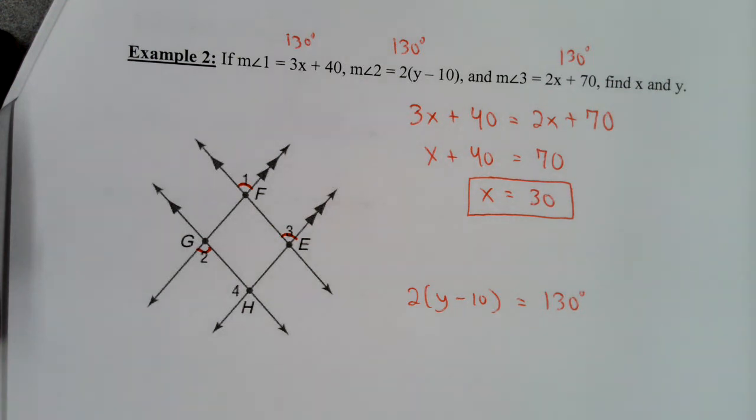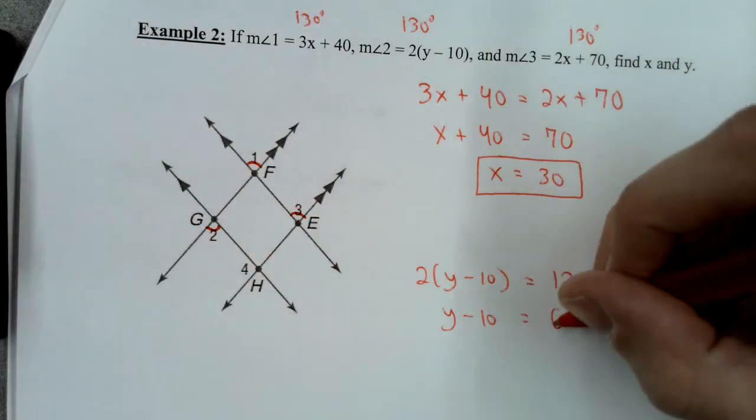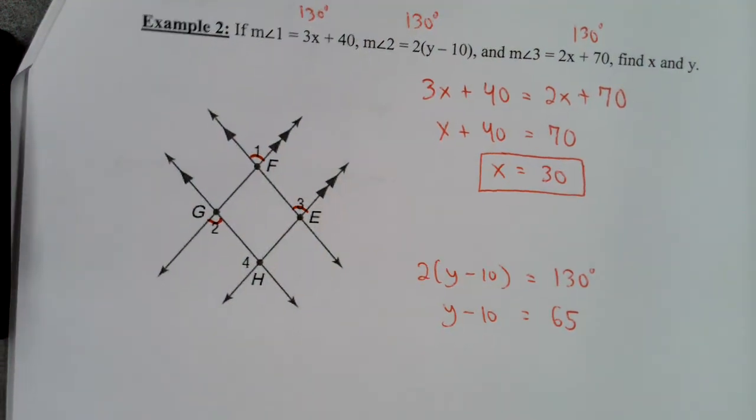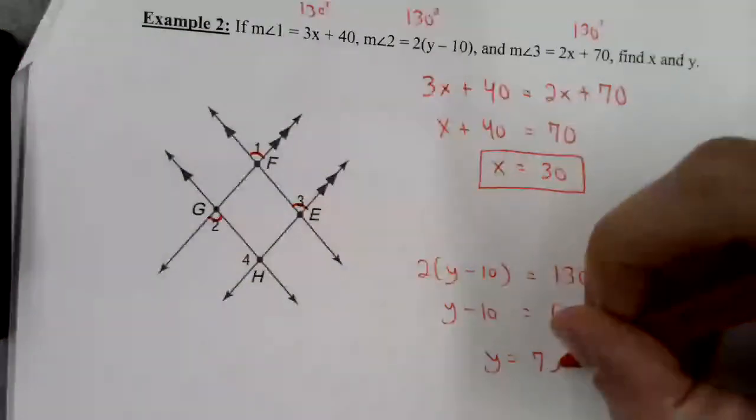Okay, so there's a couple ways to solve for y. Divide by 2, or you could distribute. But I'm going to divide each side by 2 to get y minus 10 equals 65. Then add 10 to each side, and you get y equals 75.